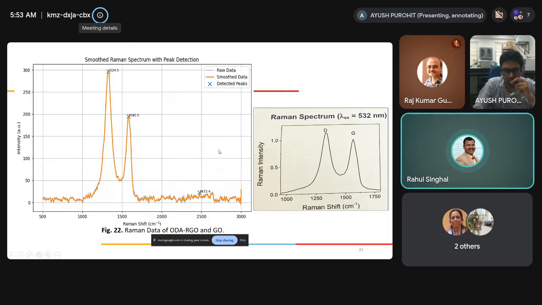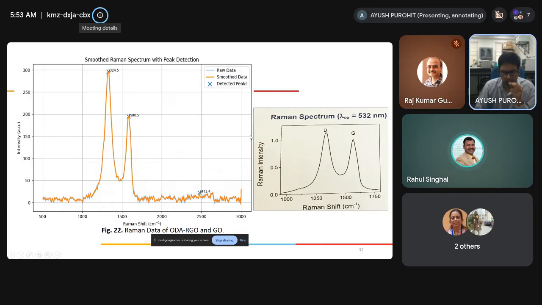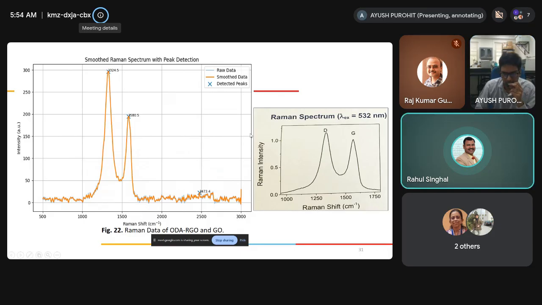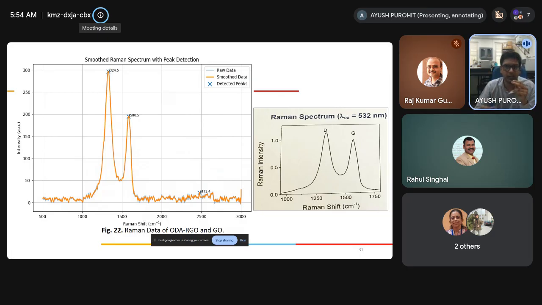Ayush, can you repeat what you have said about the D and G bands of GO? On the right hand side, you have the commercially purchased RGO Raman spectrum. On the left hand side, you have what you have prepared in the laboratory with the ODA addition. In your case the D band is of higher intensity, whereas in the commercially purchased one it is almost equal to that of the G band. Yes, sir. If the intensity of the D band is increasing, what does it mean? Sir, if the intensity of the D band is increasing, it means defects are increasing.